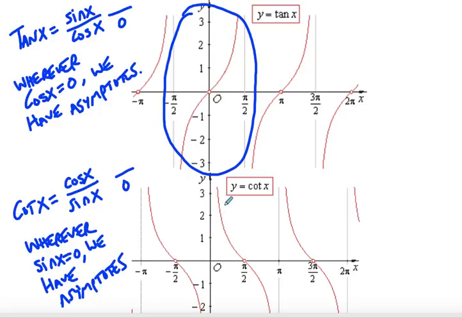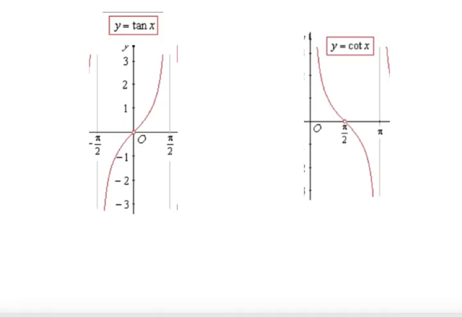Same with cotangent. So this would be one period, here's another period, and another period. This one has 3 periods graphed. So bottom line, if we're going to graph just one period of tangent and one period of cotangent, this is what they would look like. So tangent squiggles up, cotangent squiggles down. The period for both of them is the same.